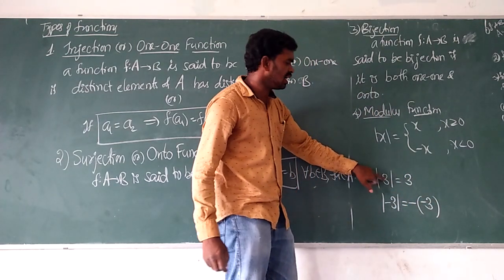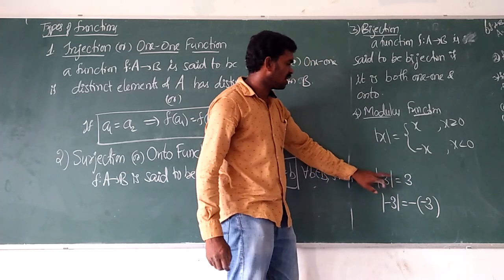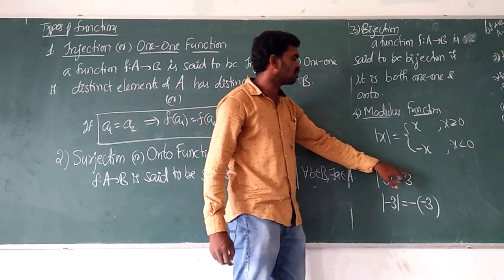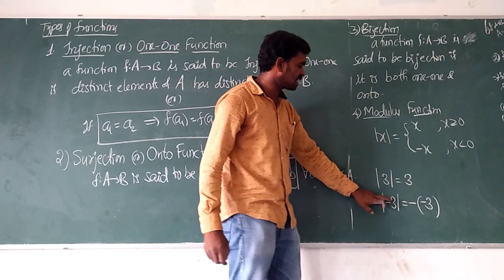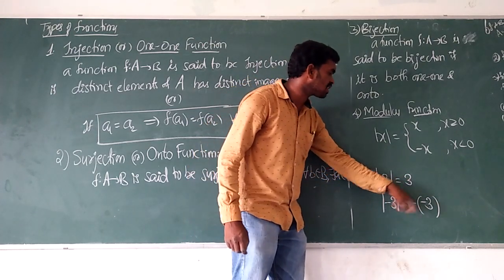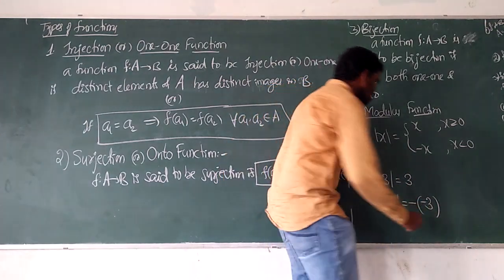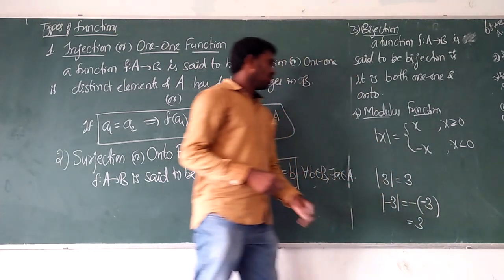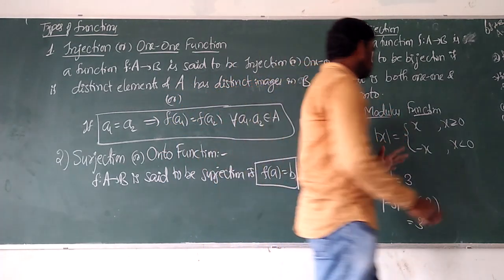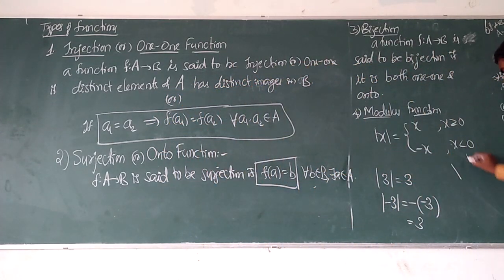Here x means plus 3. Here x means minus 3. Whenever x is plus, we write direct plus x. Whenever x is minus, we write minus of x. X is minus, so finally we are getting plus 3. Without any confusion, without any doubts, whatever modulus, you just write the positive value. So modulus of minus 5, write just plus 5. Modulus of plus 5, just plus 5. Whatever modulus you write, take the value without changing, just plus.